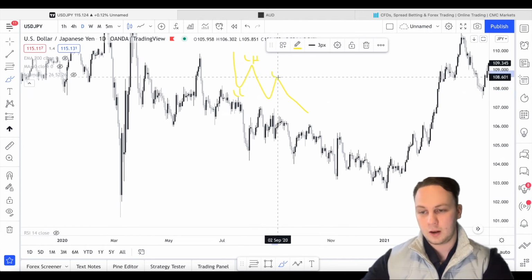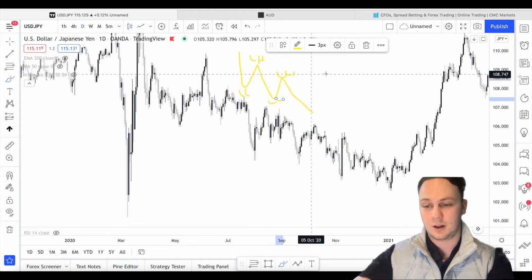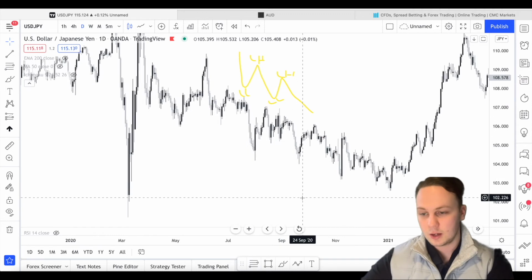And we've got here a lower high because it's lower than the other high. That's as simple as that. And then we've got a lower low because it's lower than the previous low. Very easy. So let's look at this chart here.